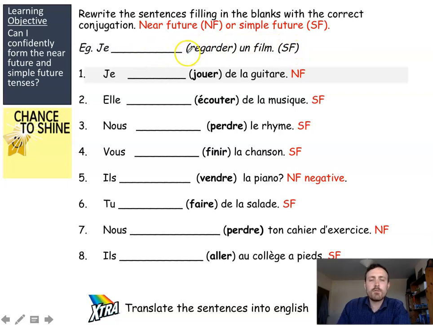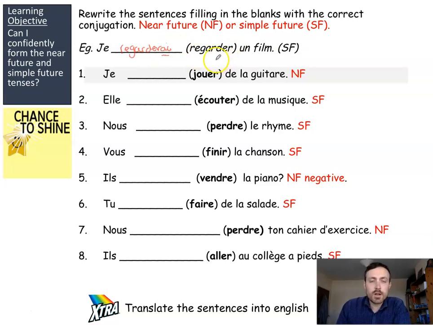Reminding yourself of how we do that, we take the full infinitive and we add our ending which matches the subject. So ai for this one. Je regarderai un film. I will watch a film. Okay, so that's the example done for you.